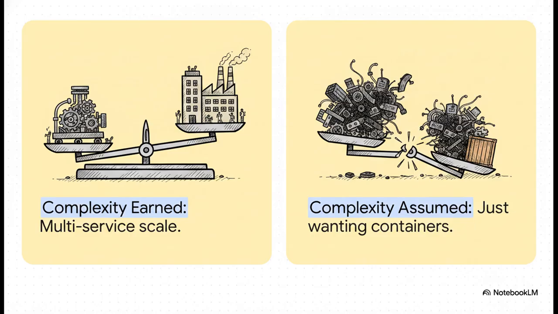We constantly have to weigh this balance. Complex systems are perfectly fine, but only if they are earned through genuine operational needs. We're talking multi-service orchestration at massive scale, fully independent team deployments, wild auto-scaling requirements. If you have those, yes, Kubernetes is a very serious candidate. But on the flip side, we have complexity assumed. That's taking on this massive mountain of overhead just because you want to use containers or because you're doing some resume-driven development. Listen, complexity must be earned through necessity. It should never, ever be merely assumed as the default.